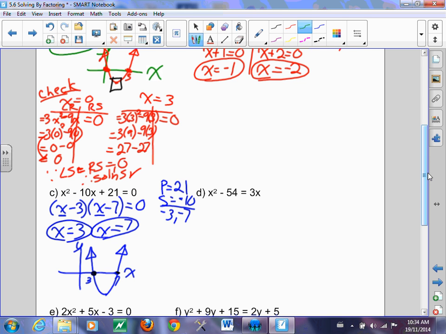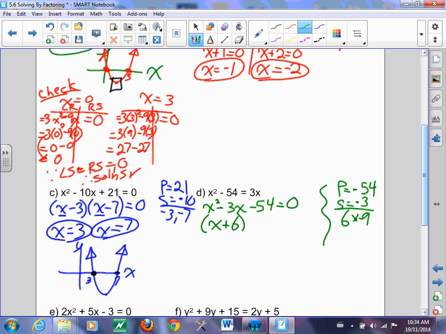Again, we don't have one side equal to 0, so we're going to move that term over. So positive 3x becomes negative 3x. Okay, now we take a look in our brackets here, or in our side, we've got a product that's negative 54, a sum that equals negative 3, and that's 6 times negative 9. Hopefully you're good at finding those out. So because it's a simple trinomial, you're going to go x plus 6 times x minus 9 equals 0.